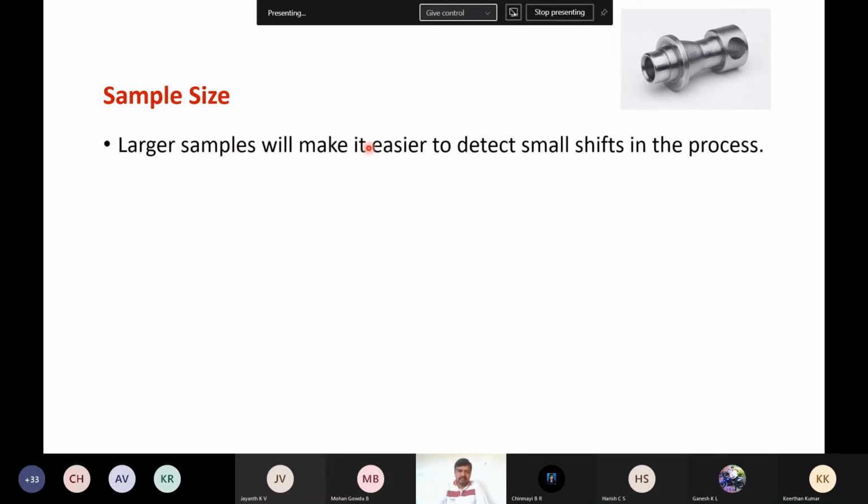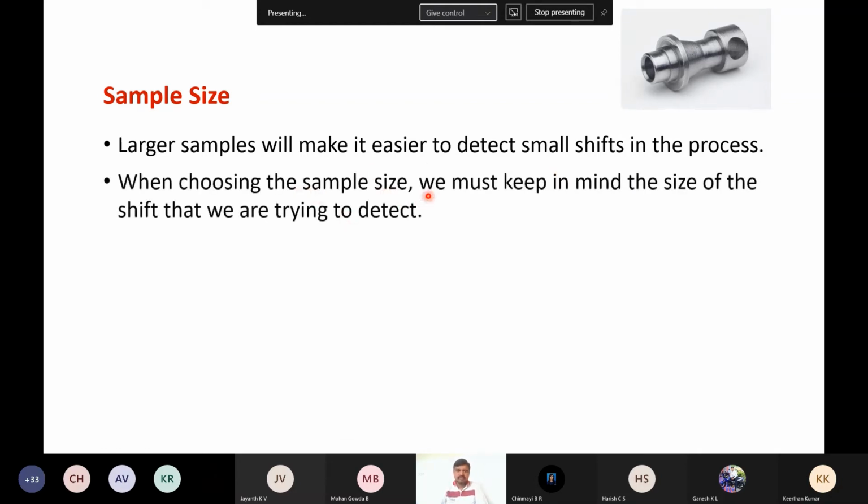Larger samples will make it easier to detect small shifts in the process. Suppose your intention is to identify small deviations, small variations, then you should go for larger samples, like out of 100, that is the larger sample. You can go for this larger sample when you want to find small deviations. Small deviations from the target are known as small shifts.